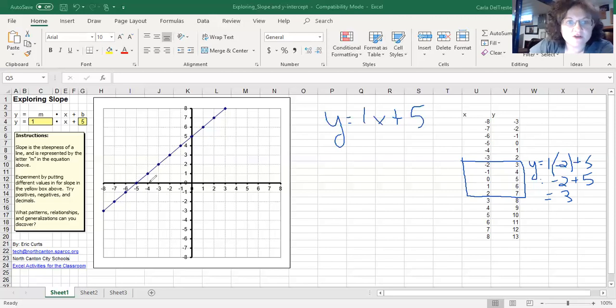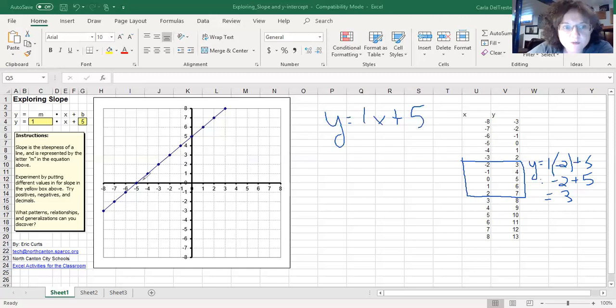So now let's come over here and look at the graph that gets created from this table. So if you notice, these are all the same ordered pairs. This is -2, 3, this is -1, 4. So this is the graph from this table, from this equation. And we know how to generate all of these things from previous lessons. But now let's put it together with slope.